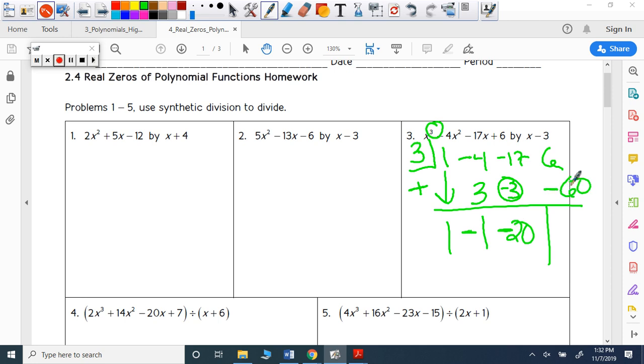Yeah. So, when we don't get a 0, that means that this is not a root. X minus 3 is not one of the 3 binomials that make that guy up. It means that it is not going to cross the x-axis at that point. But our new binomial, 1 degree less, is x squared minus 1x minus 20.